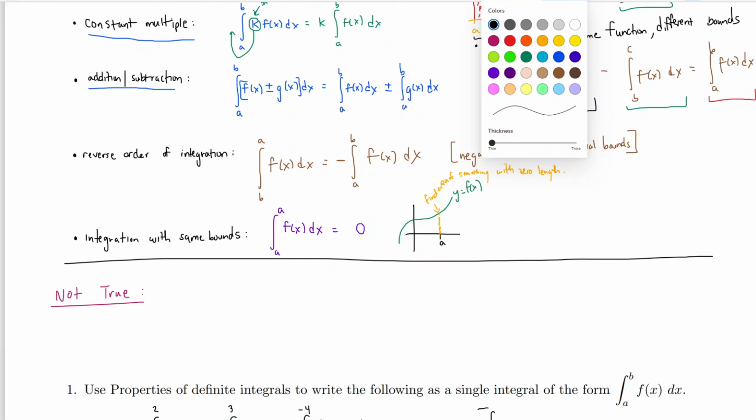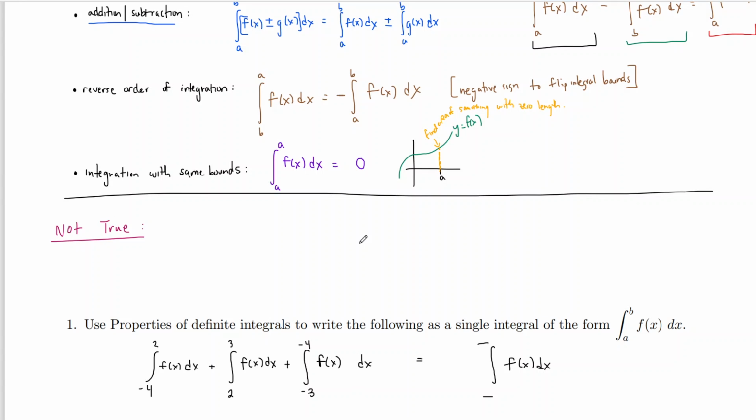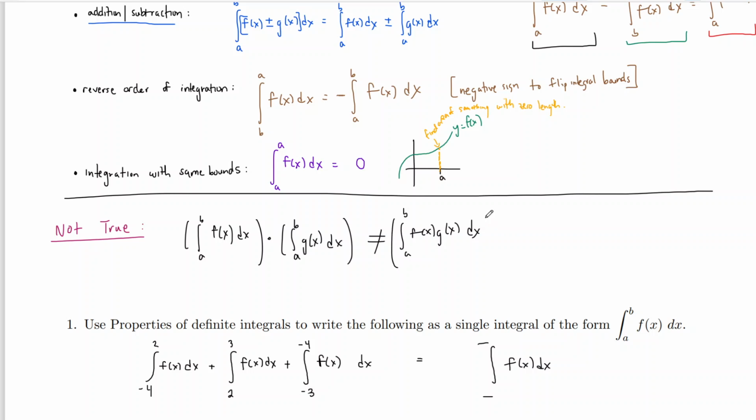Now, just like with derivatives, when it comes to integrals, if you don't have a rule for it, don't try to use one. I'm just going to give you the two primary examples here. If you try to multiply, so let's say you have the integral from a to b of f of x dx and the integral from a to b of a different function g of x dx, this does not equal the integral from a to b of f of x times g of x dx, right?